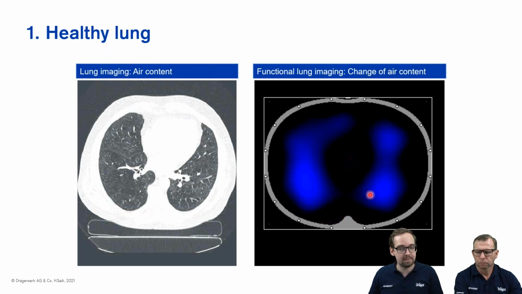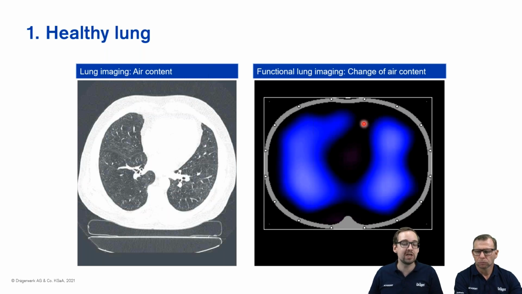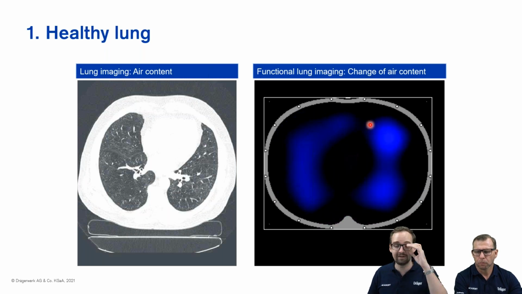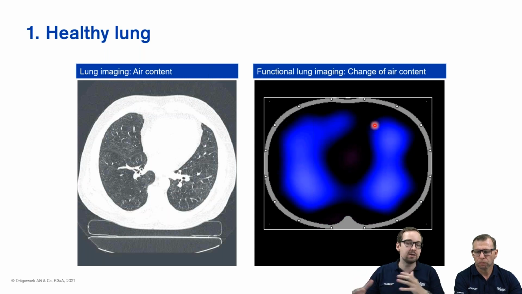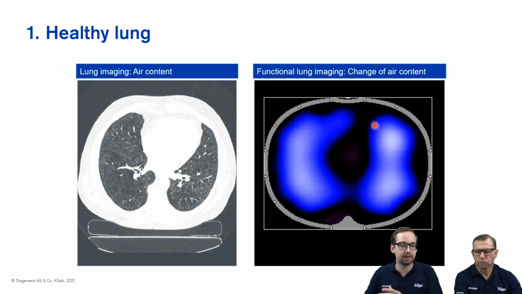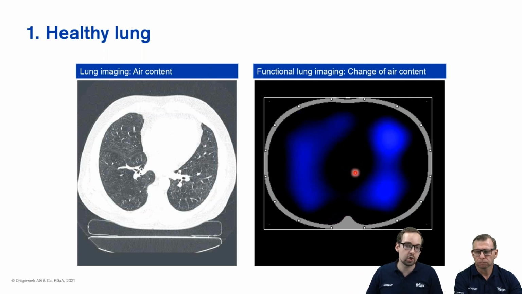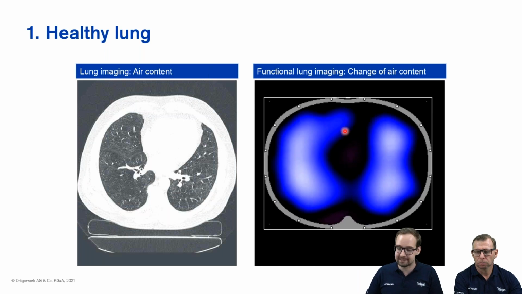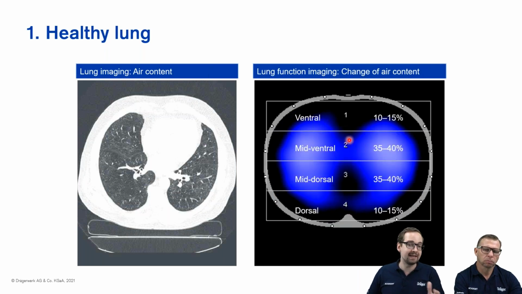Black color only means that there is no change of air content. So usually when we are looking at a mechanically ventilated patient, the change of air content comes from tidal breathing. So this image shows us the distribution of tidal volume in real time. And what we can do is we can analyze this picture.